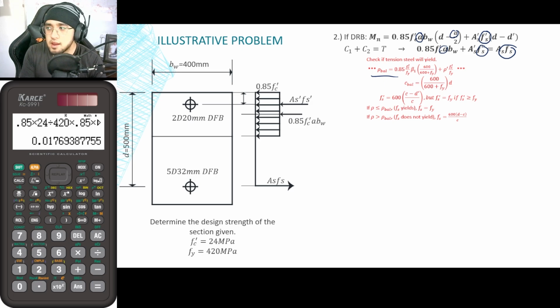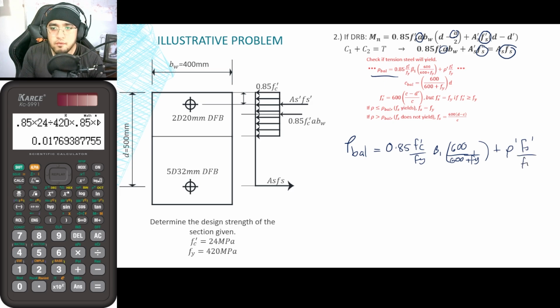So as indicated here, rho balanced is equal to 0.85 times f prime c over fy times beta 1 times 600 over 600 plus fy, plus rho prime fs prime over fy. However, in this situation, we do not know the value of fs prime. So let me solve for fs prime first. Fs prime is equal to 600 times c minus d prime all over c.